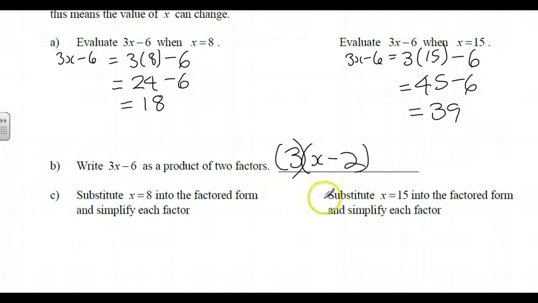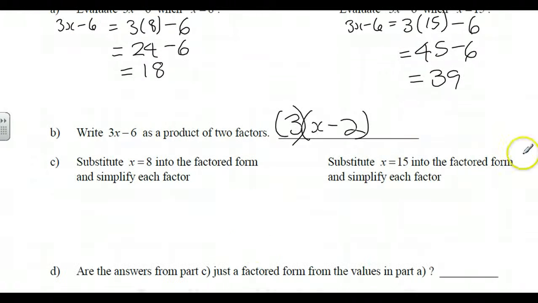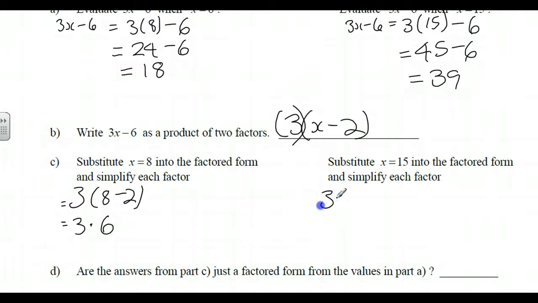Substitute x equals 8 into the factored form. So I've got 3 times 8 minus 2, which is 3 times 6. Substitute 15 in, so I have 3 times 15 minus 2, which is 3 times 13.